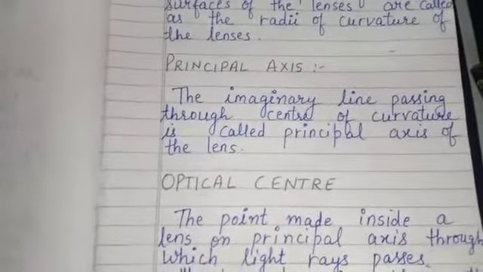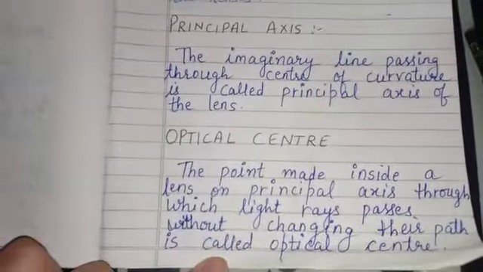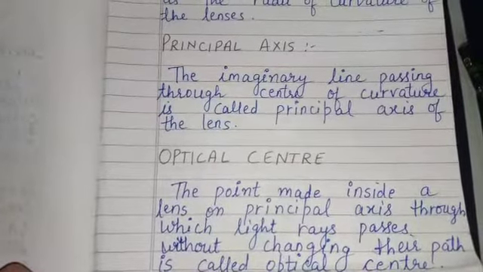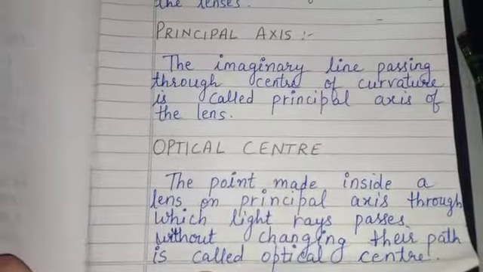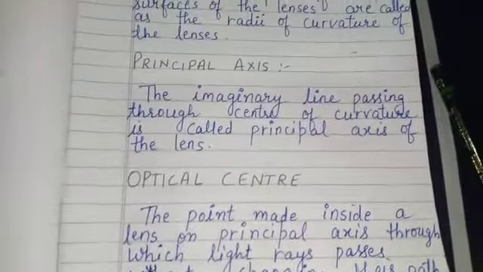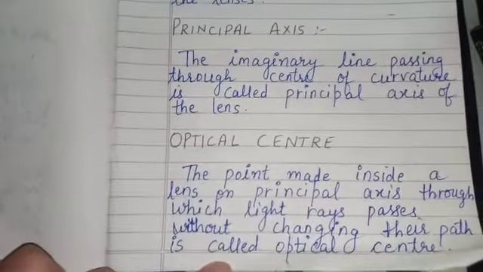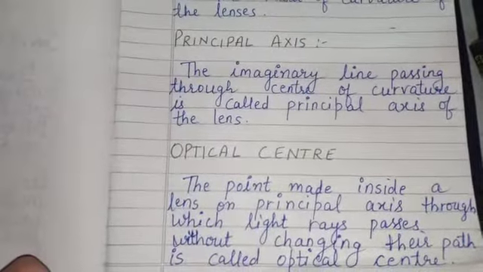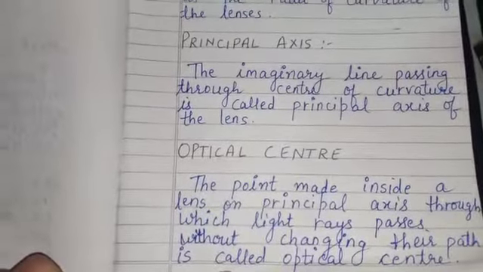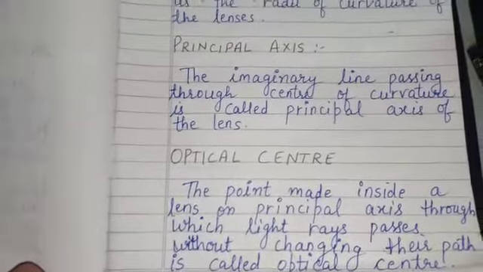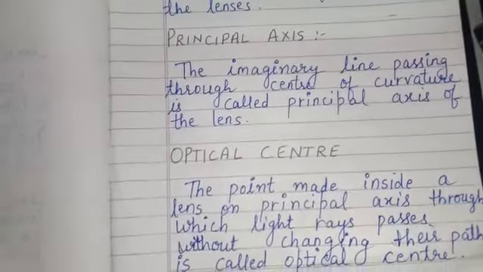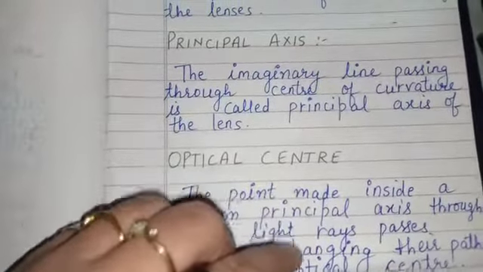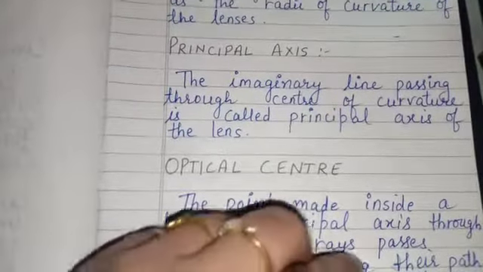Now, what is optical center? The optical center is the point inside a lens, on the principal axis, through which light rays pass without changing their path. It is called the optical center. I will show you in the next diagram what the optical center is, which is represented by O. Right? The optical center is inside the lens, through which that imaginary line passes. And if rays of light strike at that point, they don't deviate, right? They pass without changing their path.